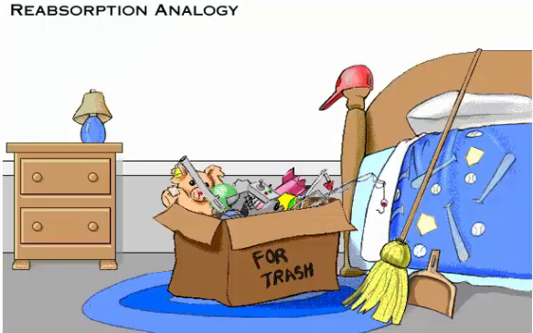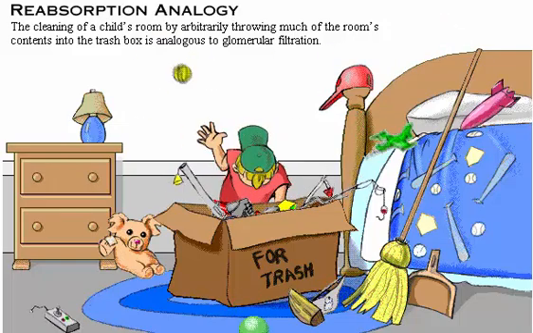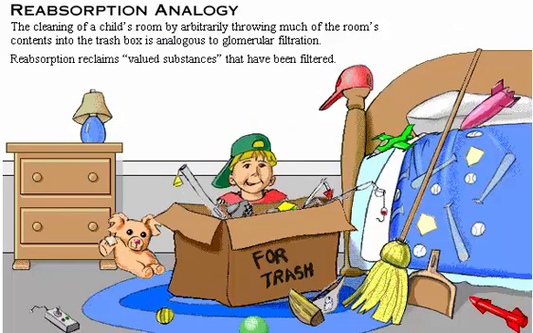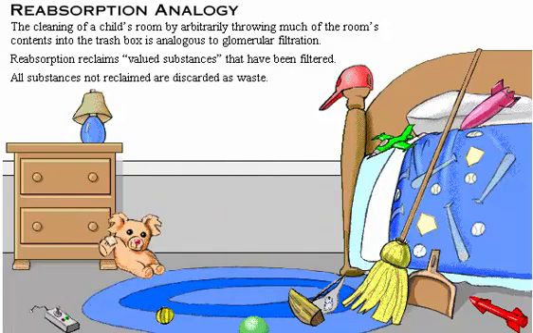The relationship of glomerular filtration and tubular reabsorption is something like a parent who cleans a child's room by arbitrarily throwing much of the room's contents into the trash box. That's analogous to glomerular filtration. But as soon as the parent is gone, the child quickly reclaims his favorite things from the box. This rescue of valued substances is like the process of tubular reabsorption of solutes back into the blood. All objects remaining in the trash box will be discarded as waste.